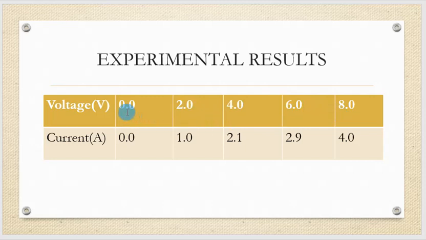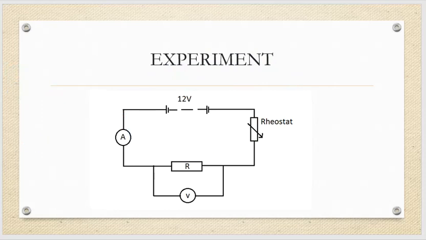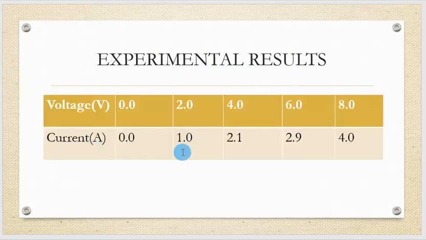You may be having 0, 1, 2, 3, 4 or any other value, or you can have 0, 4, 8, 12, just like that. So in this particular experiment, this table here is showing us the experimental results from an experiment such as the one that we have just discussed, which is this one here. This table shows us that when the voltage is 0, the current is also 0.